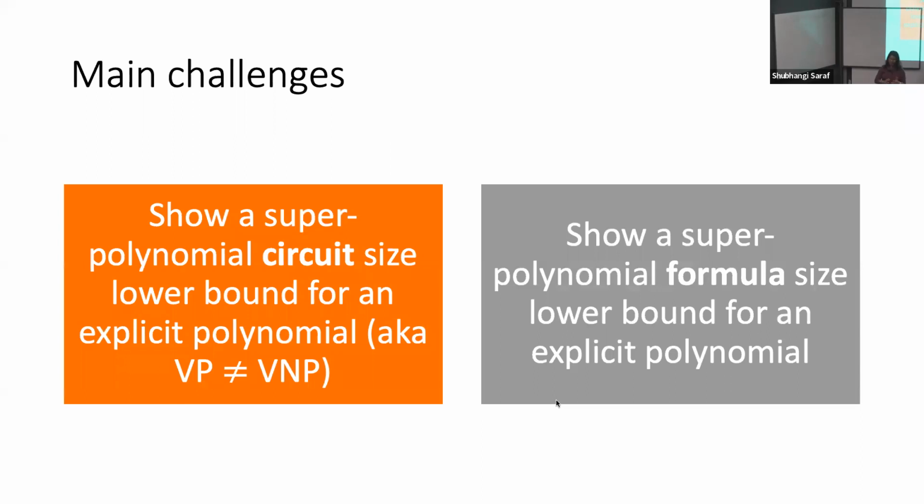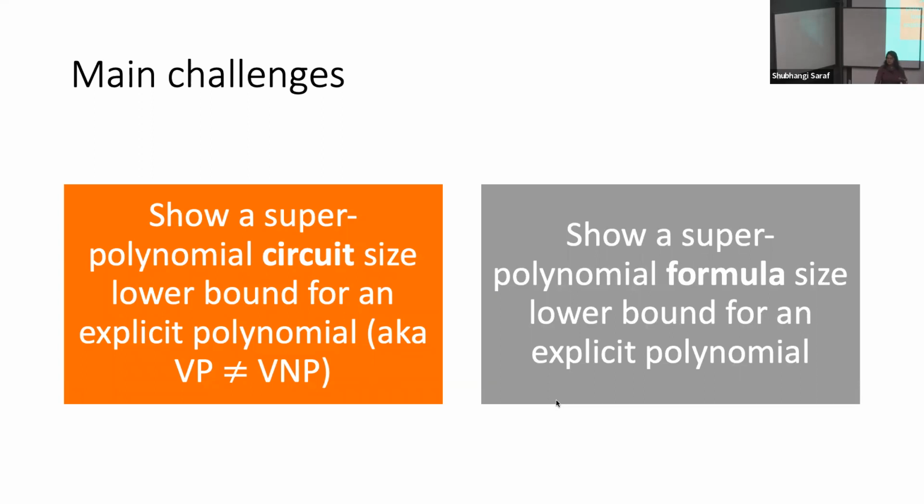Okay, so maybe the main open question in algebraic complexity theory is to separate VP from VNP. And that's the same as proving a superpolynomial circuit lower bound for an explicit polynomial. This is a big grand challenge, and we are nowhere close to being able to resolve this. Another very interesting question, and major open question, is to do the same for formulas.